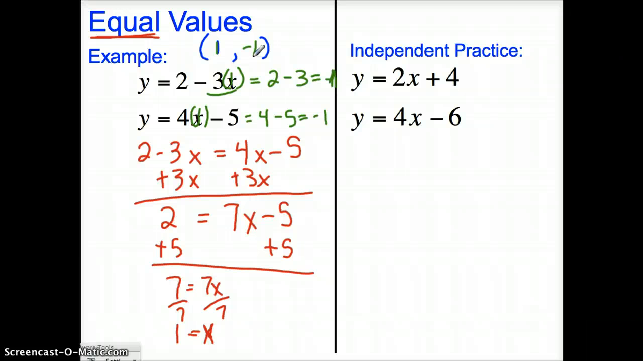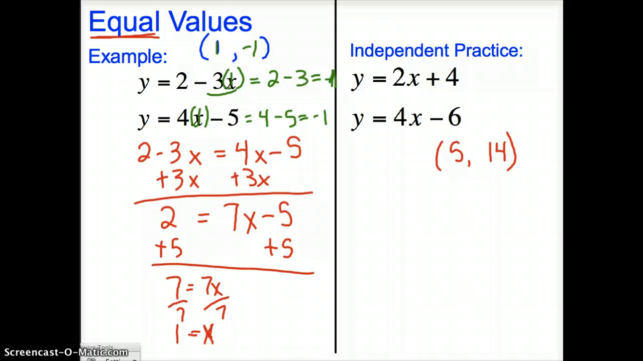Okay? At this point, you should pause the video. Rewind it and watch it again, the example, if you missed any steps. But try the independent practice problem on your own. And then restart the video when you want to see if your answer is correct or not. So pause the video now and restart it when you're ready to check your answer.